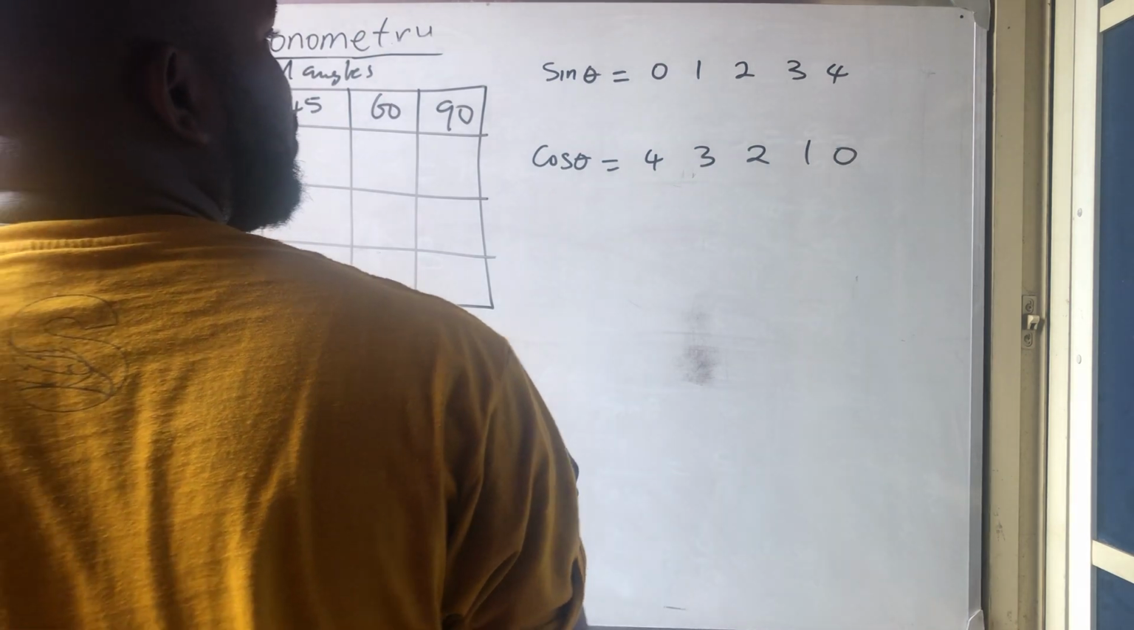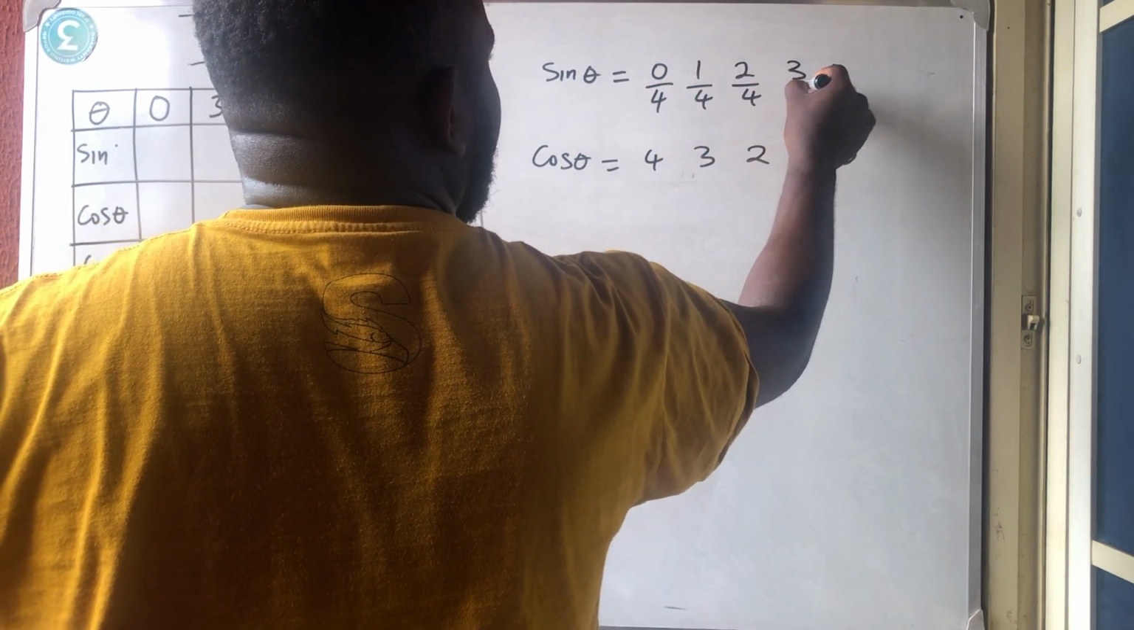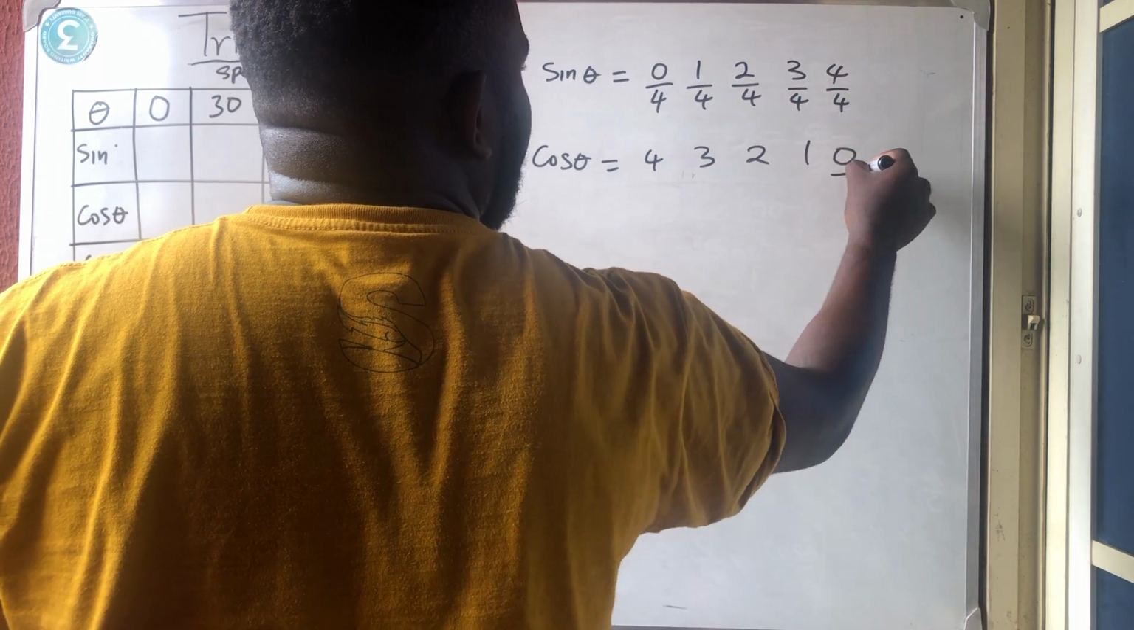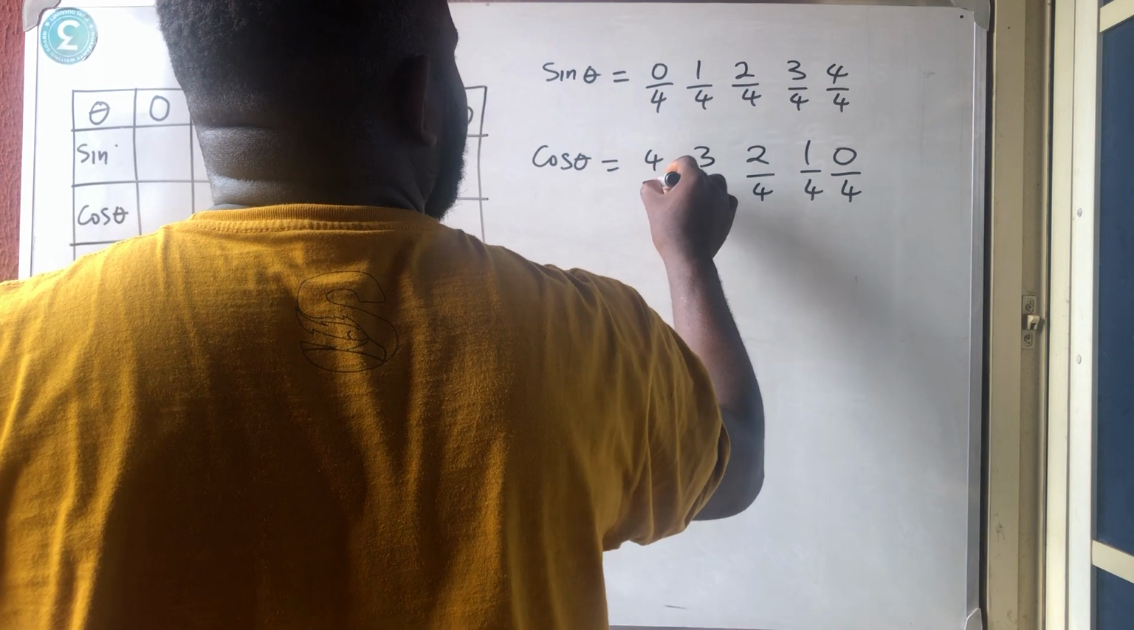Okay, so the next thing, you divide everybody by 4. Divide by 4, for each of them.